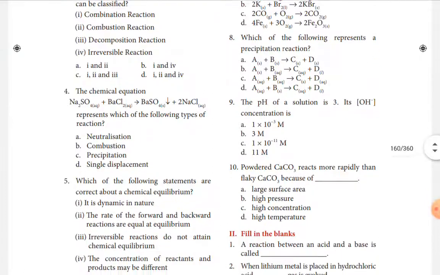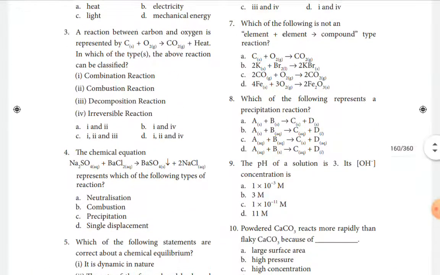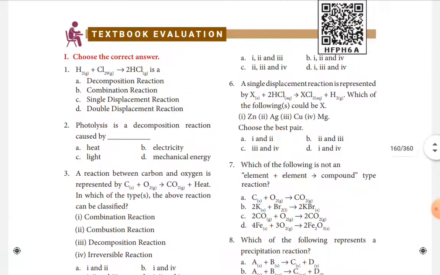Then, which of the following statements are correct about chemical equilibrium? It is dynamic in nature. Forward and backward reaction rates are equal. Irreversible reactions do not attain chemical equilibrium. So the first three are correct, and you have to choose option A, first, second and third.